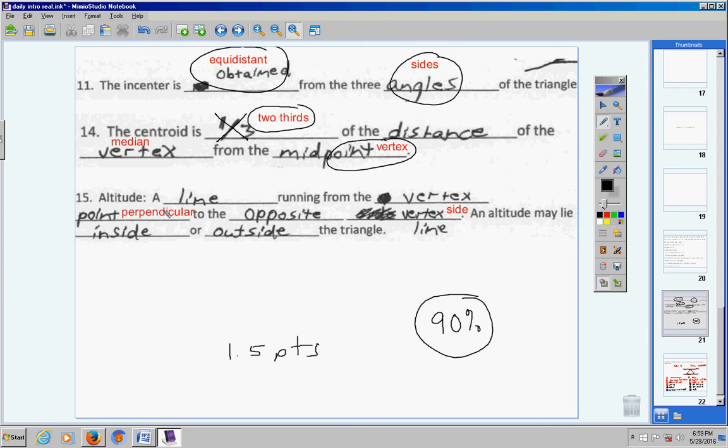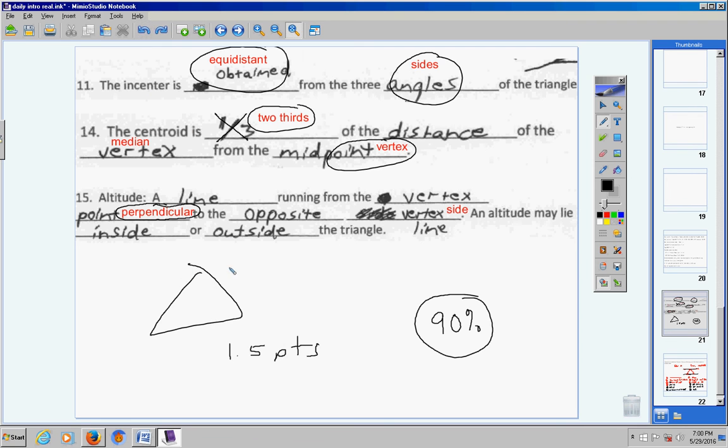Let's say a line running from the vertex perpendicular. You've got to have that word in there, Hope. If not, you just have a line coming from the vertex to the opposite side, like this. Here's a vertex, and I draw a line to the opposite side like that. That could be an altitude. Of course, that's not an altitude, because an altitude has to be perpendicular to the other side. So you've got to have that word in there. And it's not drawn to the opposite vertex. You said a line going from a vertex to a vertex. How can you do that?